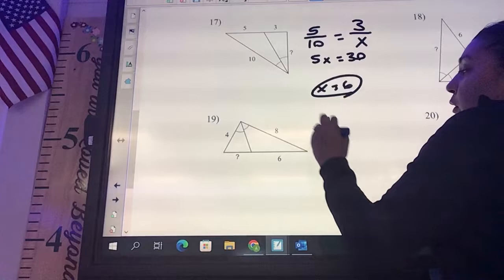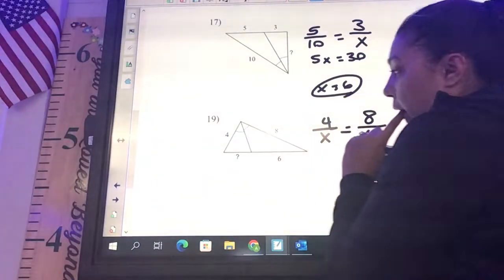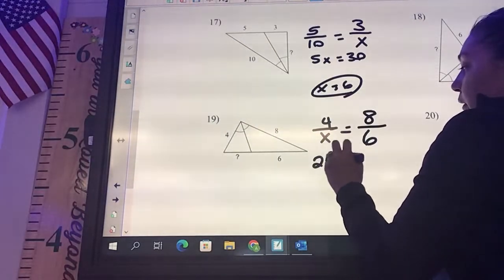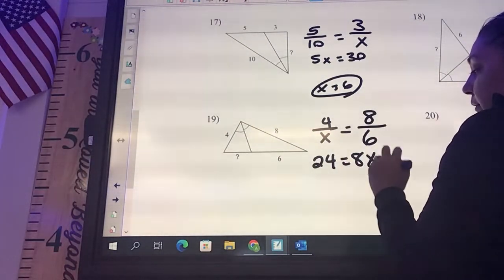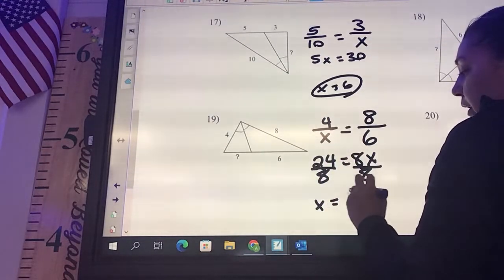Okay, we got 4 over x is equal to 8 over 6. So you get 24 equals 8x. So x equals 3.